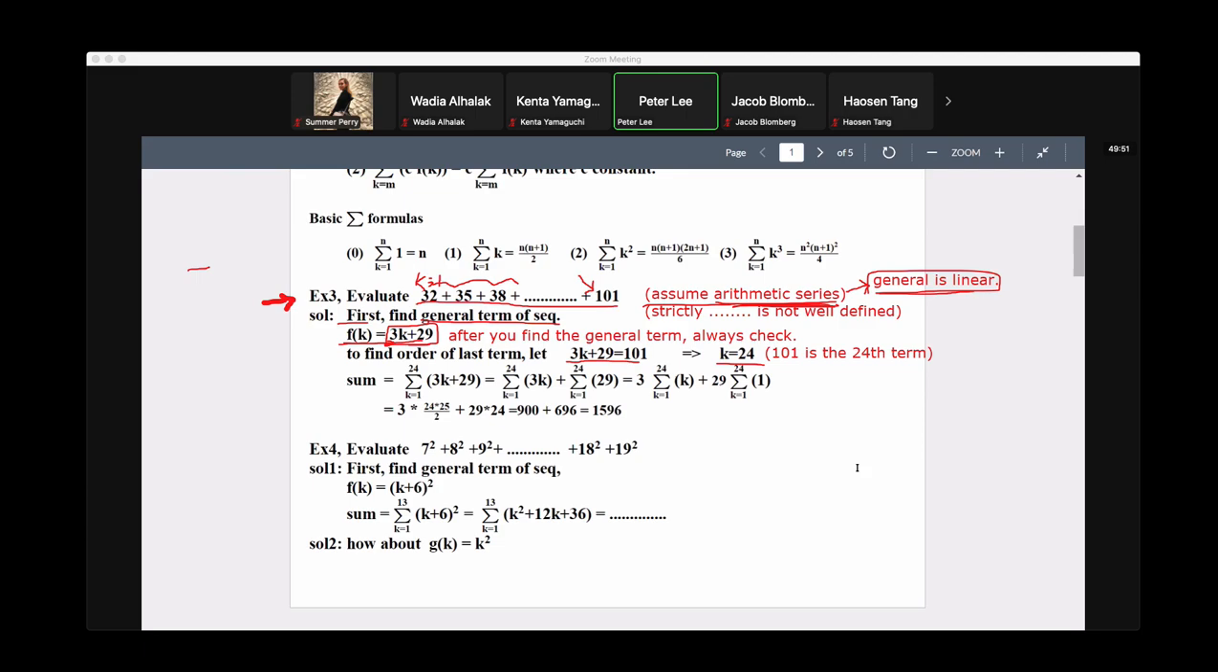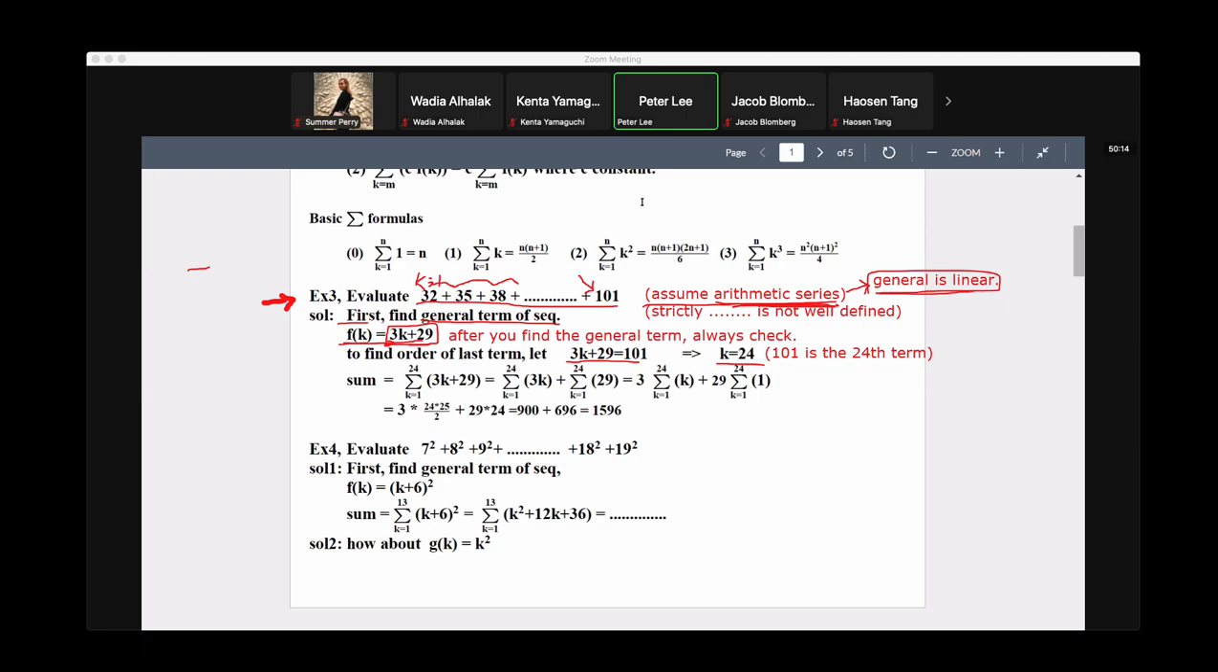And then now, what is the sum? The sum is sigma of 3k plus 29, k equals 1 to 24. And now you can split the sigma here as a separate sum. That's part of the formula here. And then the constant multiple 3 can come out. And then this 29 can also come out too. This 29 you can either leave inside the argument or you can bring it outside. Either way will be acceptable.